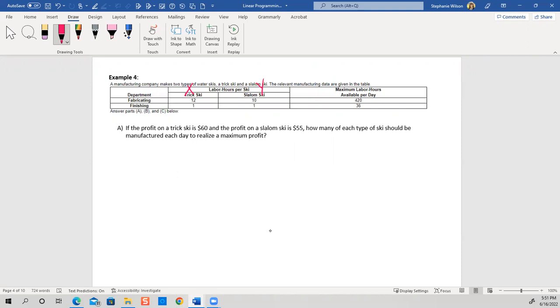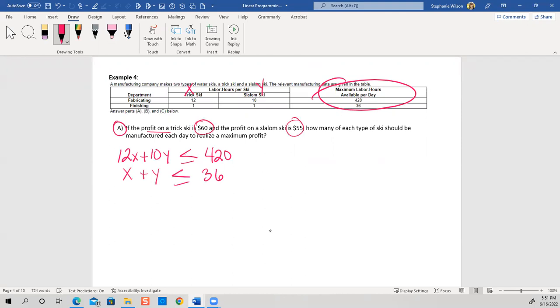And now let's write this in a formula. So we know that 12X plus 10Y, and this says maximum, so that means this has to be less than or equal to 420. And then our next one is 1 times X plus 1 times Y less than or equal to 36. And it says that the profit for the trick skis is $60 and the profit for the slalom is 55. And we're going to write this in the formula.